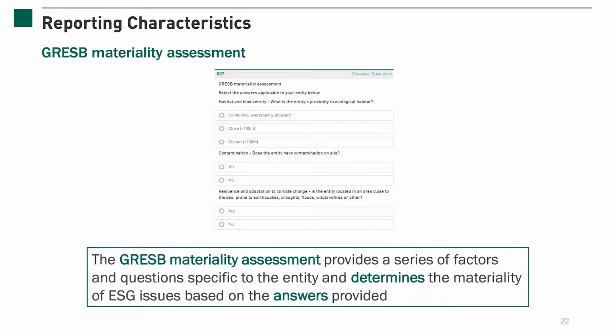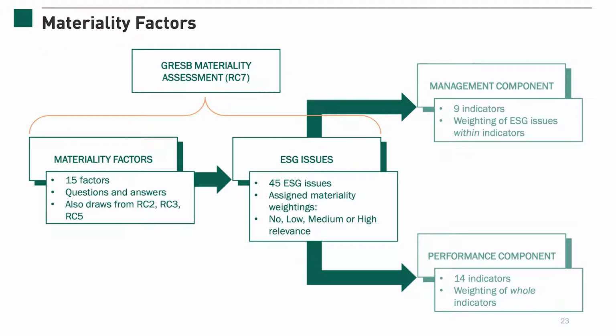The GRESB materiality assessment uses a series of factors and questions to determine the materiality of the ESG issues specific to the entity. Completing this indicator determines the materiality or level of relevance for each of the ESG issues, which determines scoring for these issues throughout the assessment. These weightings are displayed at the bottom of the indicator in the portal. It is important to understand that completing the GRESB materiality assessment accurately ensures that the assessment is tailored and scored accurately to the entity's particular context. For more information, see the lesson on materiality-based scoring.